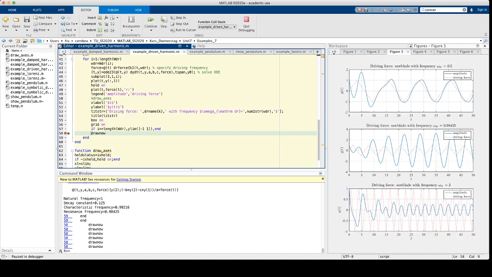Okay, the third driving force is a saw blade function. And the picture is very much similar as before. Non-sinus shape with small driving frequency, sinus shape and a shift of pi over 2 at the resonance frequency with larger amplitude, and small amplitude and a shift of pi with a high driving frequency.